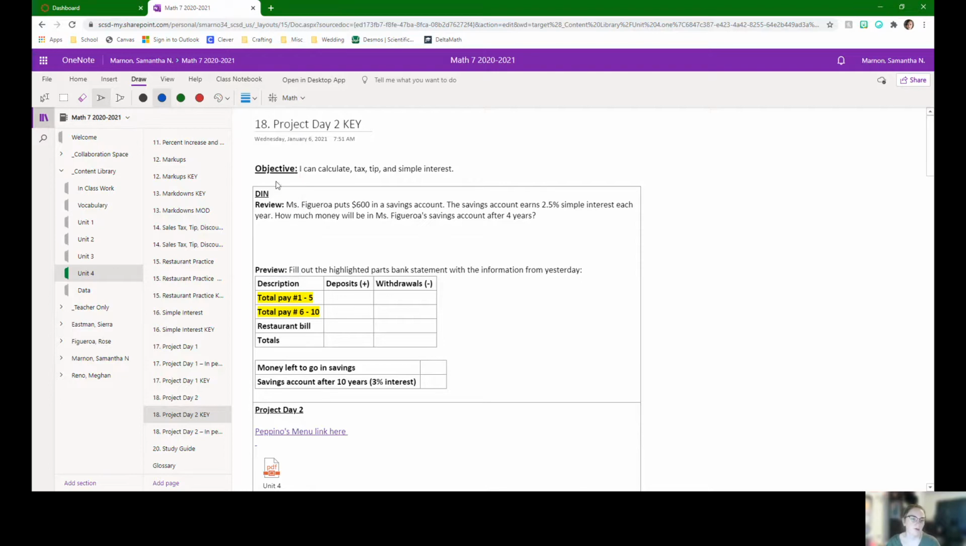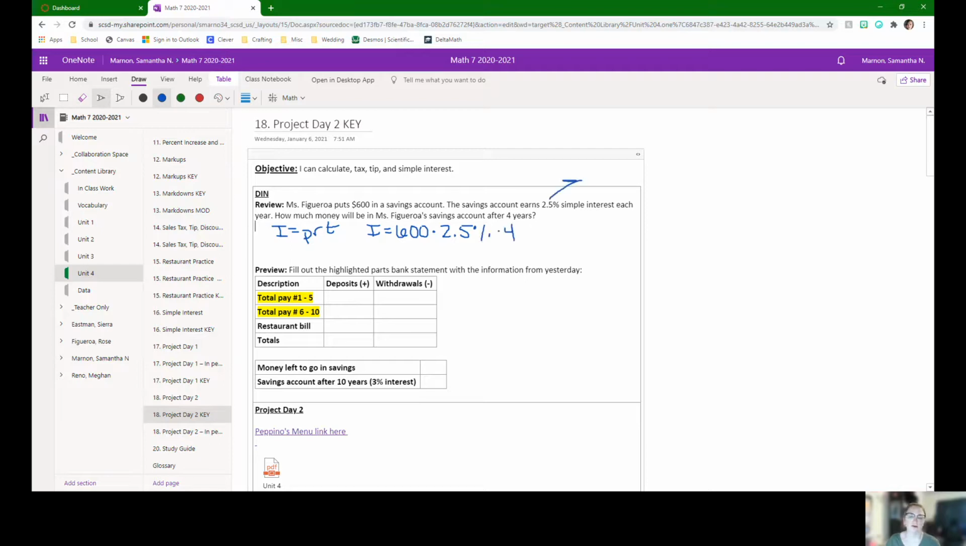You are going to use the equation I equals PRT. That's what we did on page 16 if you needed to look at it again. So we have the interest equals the principal times the rate times the time. When you solve this out, the interest equals our principal, 600, times the rate, which is 2.5%, times the time, which is 4 years.